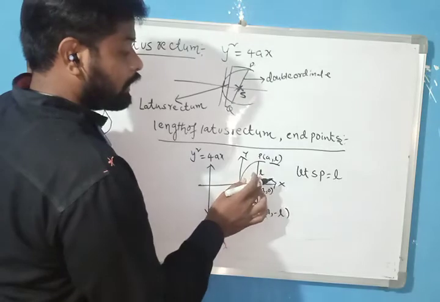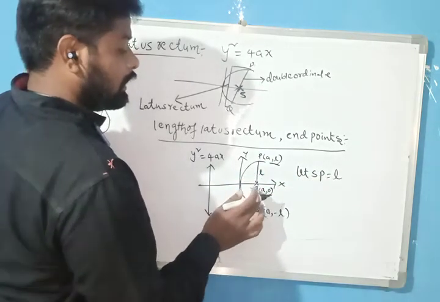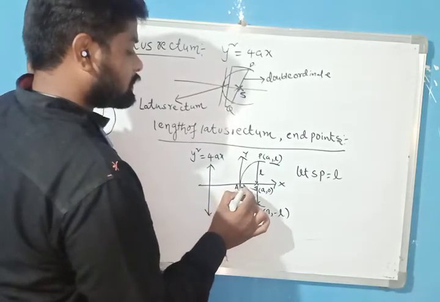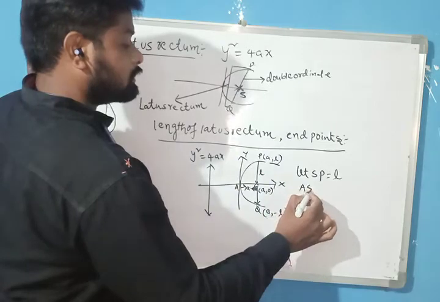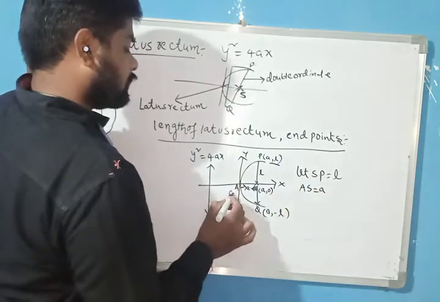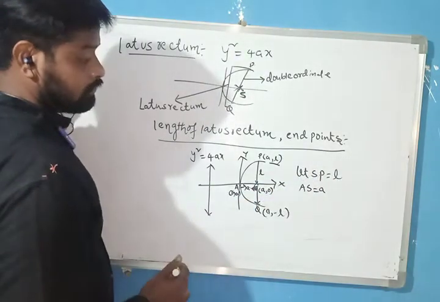How to get L? I am assuming, let SP equal L. A comma 0 means the distance AS is small a. Your vertex is 0 comma 0. Let SP equal L, I am assuming.